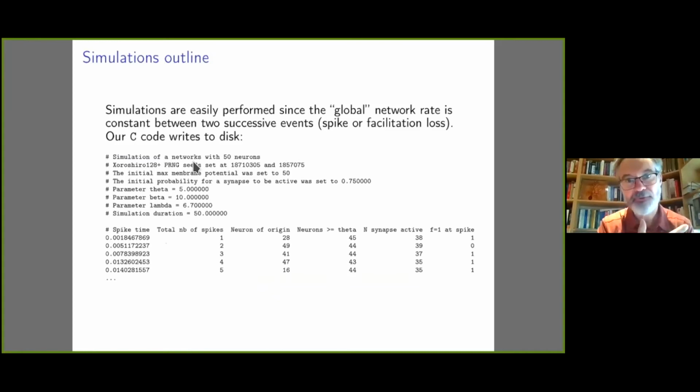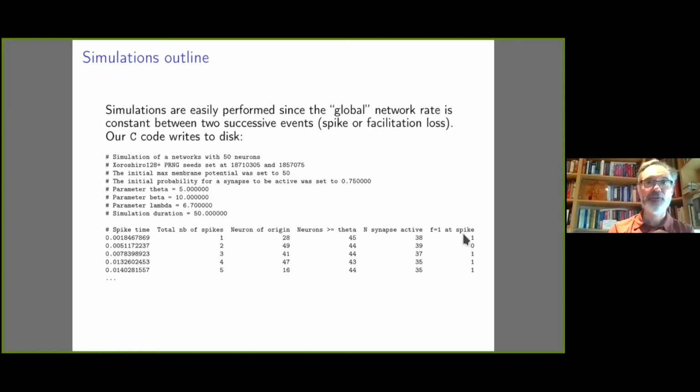So how does it behave empirically? It's a pure Markov process. It's very easy to simulate. You just have to draw exponential random variables to do it. My C code outputs things that look like this. In a text file, you first have the parameters used for the simulations, including the seeds of the random number generator. And then you have the time at which spikes are emitted. You have a neuron of origin. You have the number of neurons that are at or above threshold at that time, the number of active synapses at that time, and whether the synapse of that neuron was active or not.